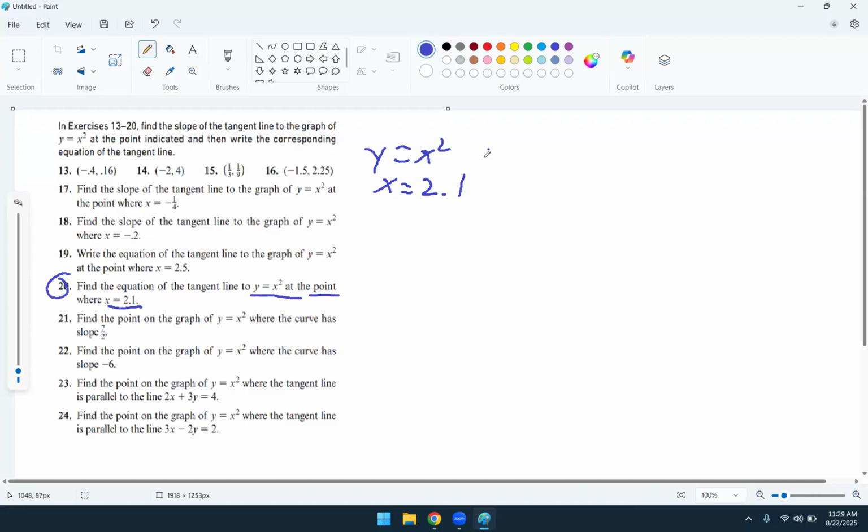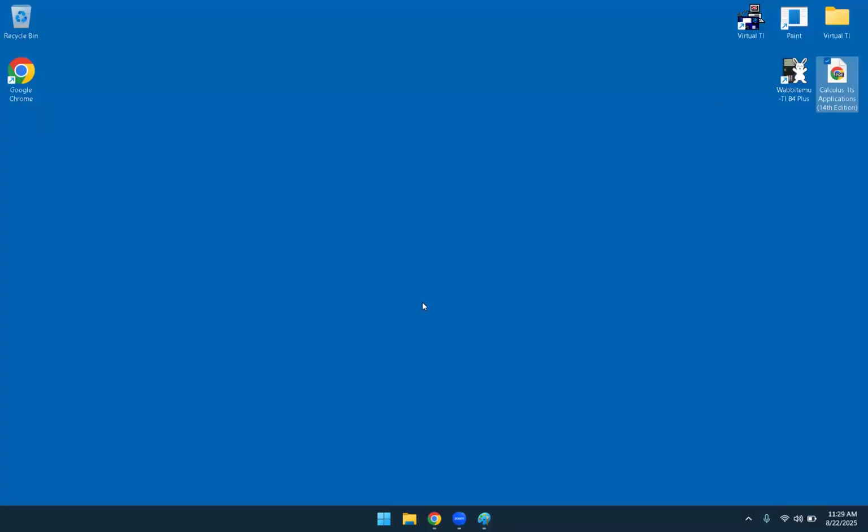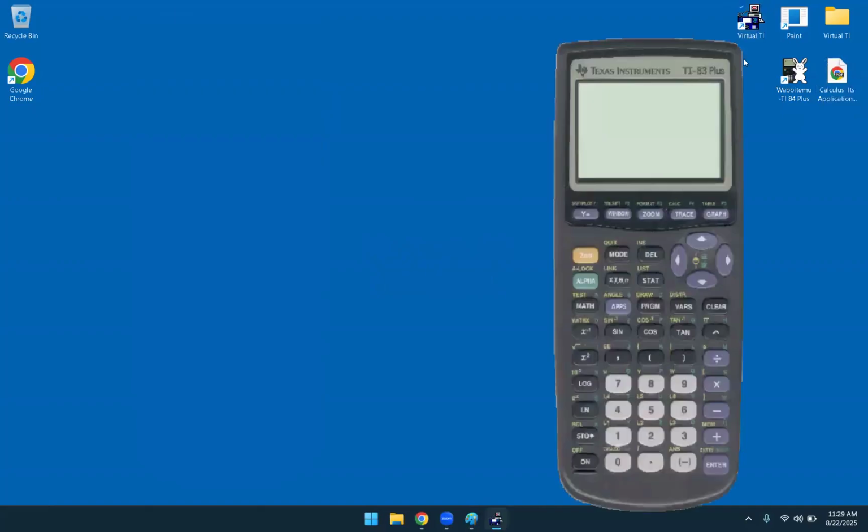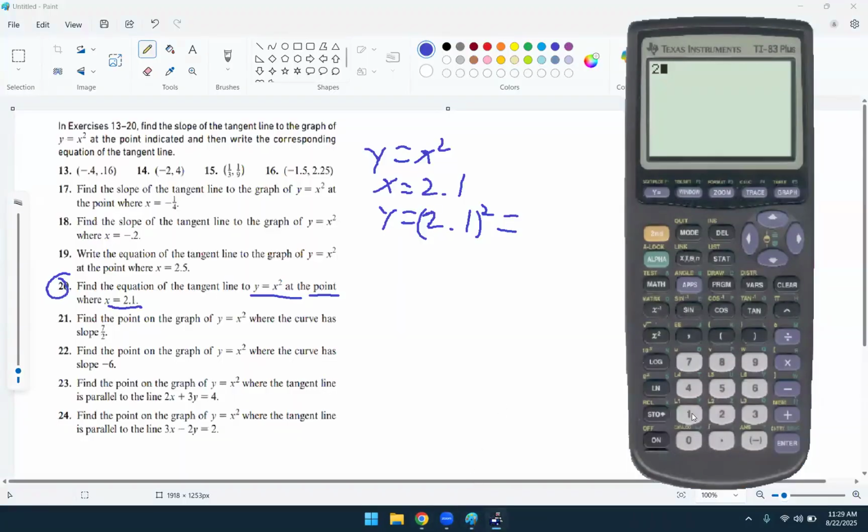Let's plug that in. So we're going to get y equal to 2.1 squared. Now, what is that? Let me punch that into the calculator real quick. I'll bring up my virtual TI. So 2.1 squared will be 4.41. So the point we're talking about, P, is (2.1, 4.41) on this curve, the same thing, x squared. All right, so we're good on that. That's our point, and this point is going to be on our tangent line.